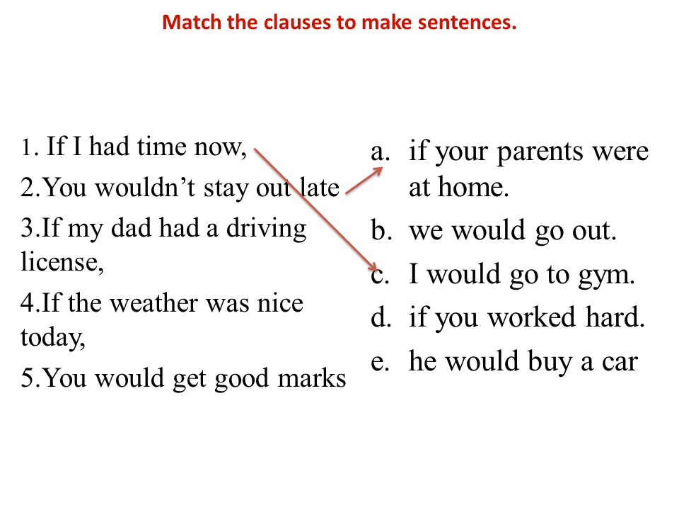3, if my dad had a driving license, yes, what would he do? Yes, very good. He would buy a car. Okay, very good. Number 4, if the weather was nice today, yes, very good, we would go out. We would go out. 5, you would get good marks if you worked hard. Okay, very good.